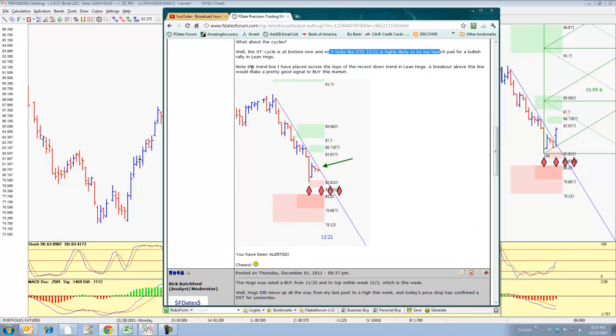I mention here that I have this trend line, which is still on my chart here, and I said that a breakout above this line would make a pretty good buy for this market. You have been alerted. And you can see back when I posted this, there was a 1222 written on my chart at the time. I've since deleted it since today is 1222. I don't need to be reminded anymore.